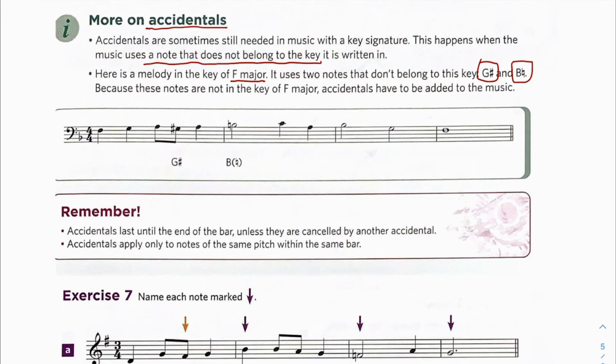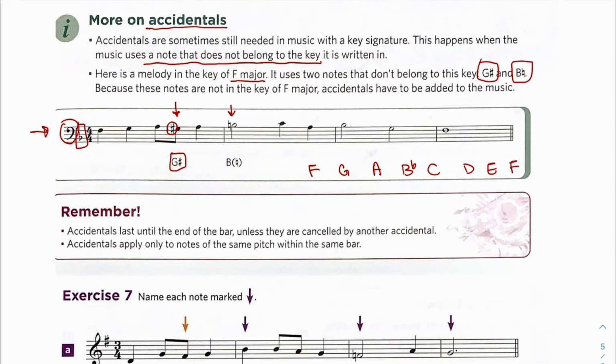So let's look at the melody here. It's written in bass clef, and this is the key signature with a B flat in it. Now there are two notes with accidentals. The first one is here. It is a G sharp. If we write out the key of F major, starting with F, so F, G, A, B flat, C, D, E, and F, you notice that there is no G sharp in this key. So if the composer wants a G sharp in this melody written in F major, an accidental will be needed. Therefore, there is a G sharp here.